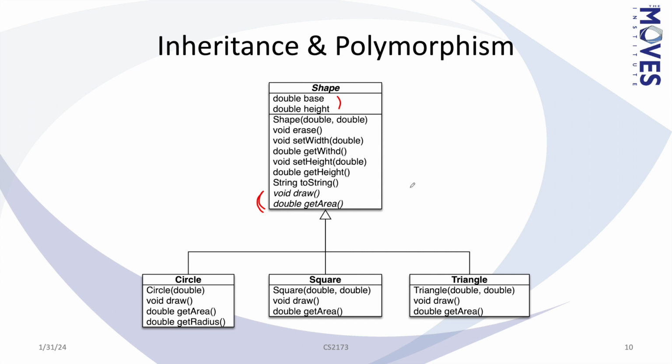But if I want to get the area of a circle, I'm going to need to do it differently than the area of a square or the area of a triangle. Why? Because the formulas are all different. So what this allows me to do is, if all I know about something is that it's a shape and I say go draw it, then if it's a circle, it's going to draw it as a circle. If it's a square, it's going to draw it as a square. If it's a triangle, it's going to draw it as a triangle. If I say, give me the area, then it will give me whatever its area is based upon different equations.